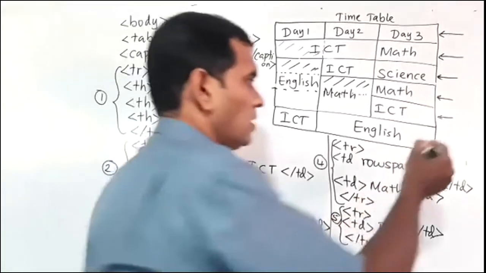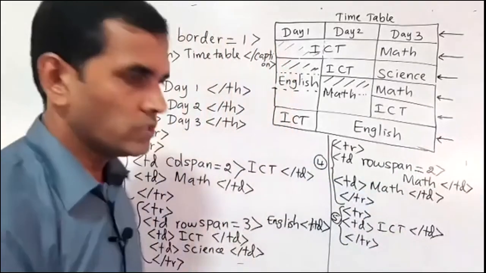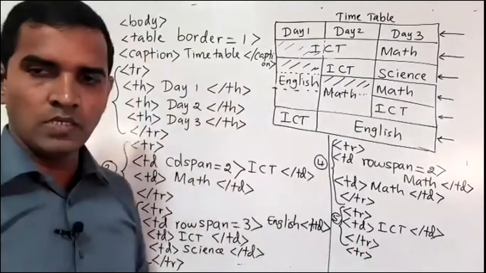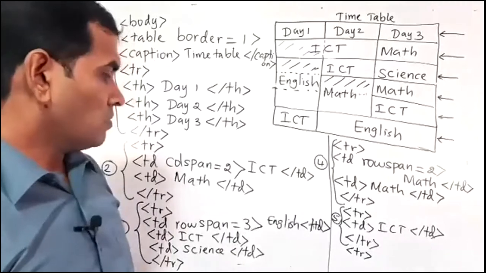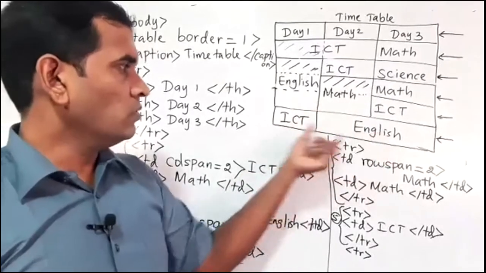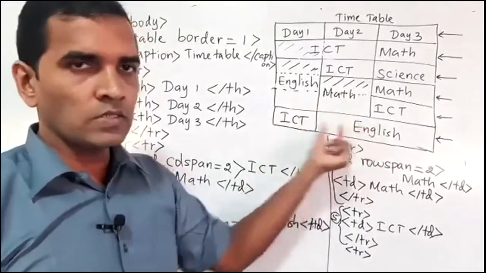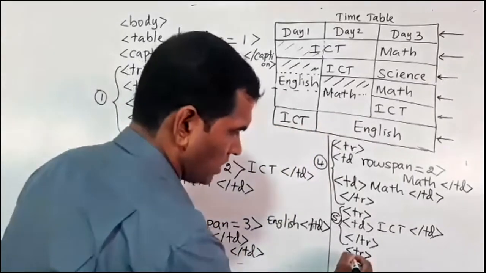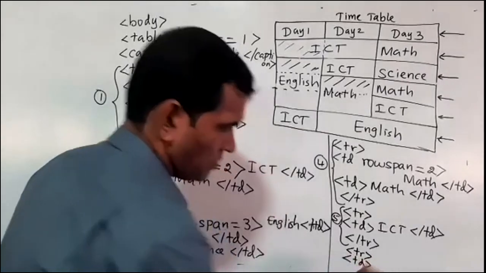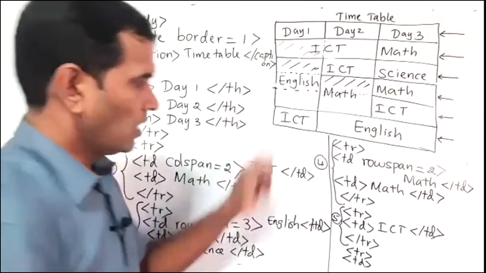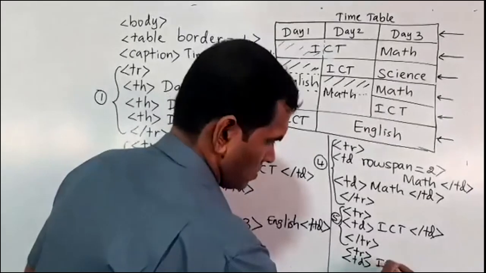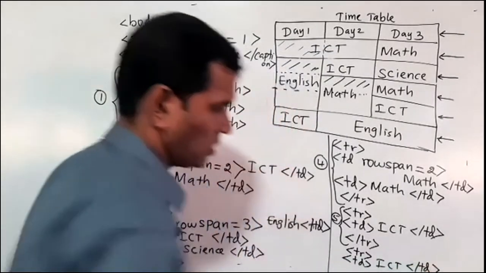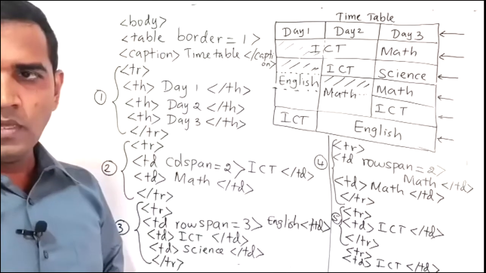Finally, you have to create the last row, this one. So again a TR, table row. Look, in this particular row, you have 3 cells. The first cell is a single cell, right? So you have to create that one: TD, ICT, close TD.